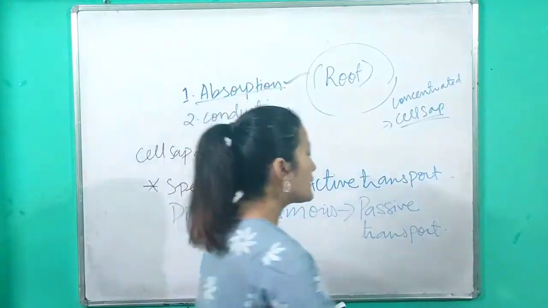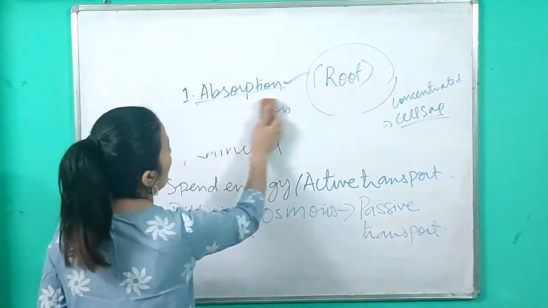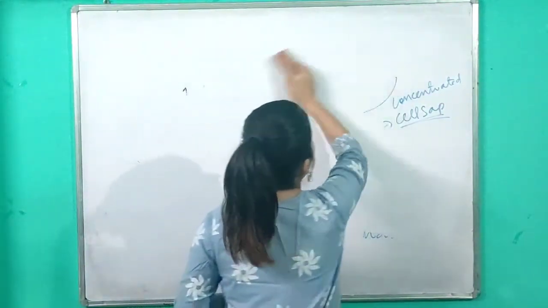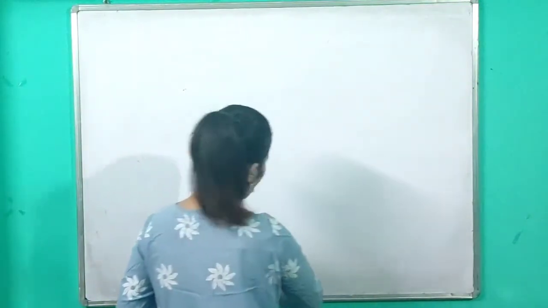Now after you understand that, the root hair cells have already absorbed the water from the surroundings. Once the water is absorbed, what is going to be carried out next? What is it?